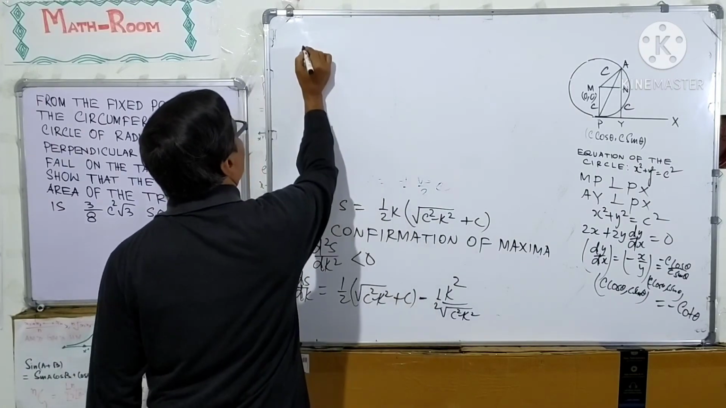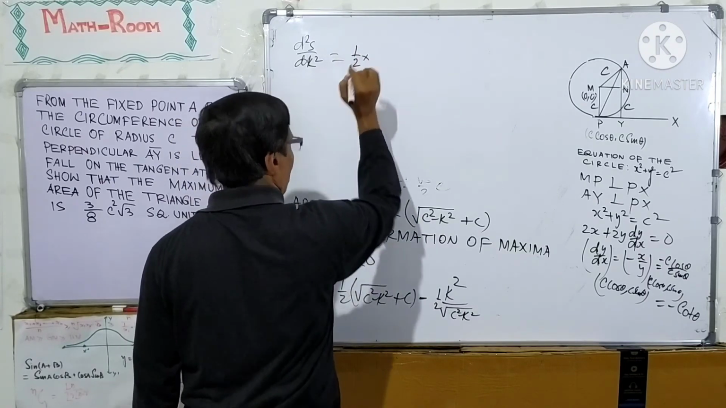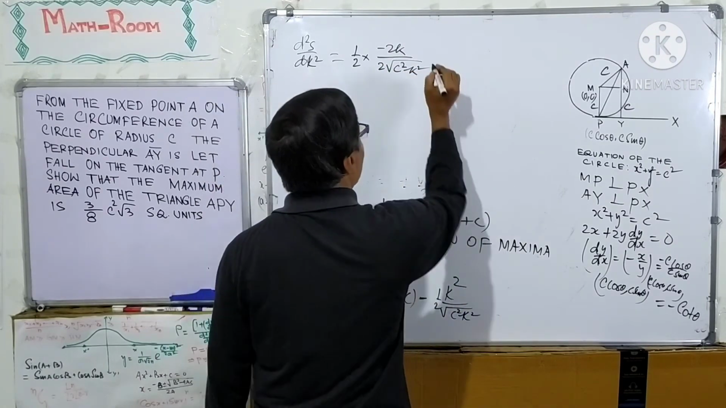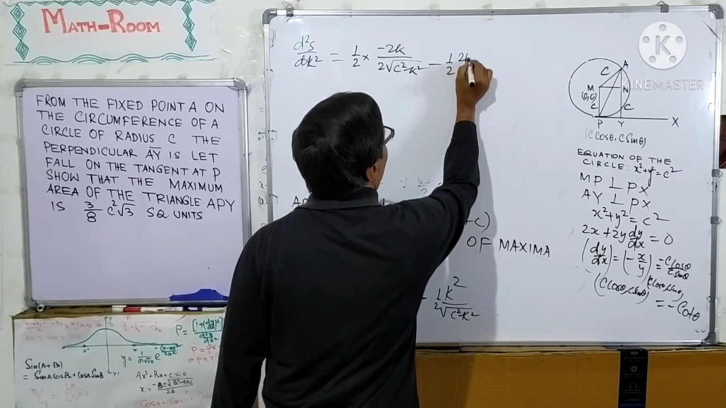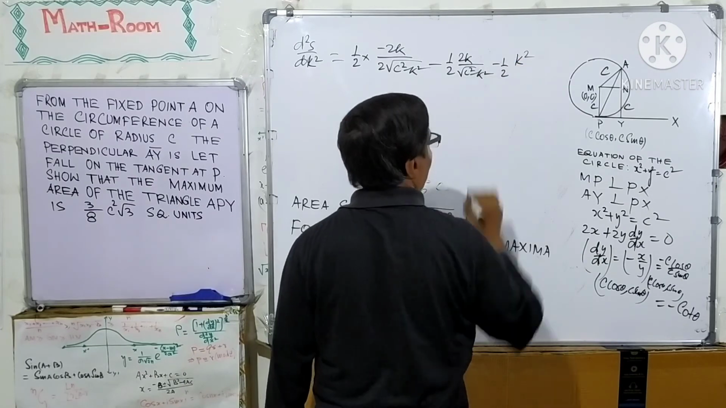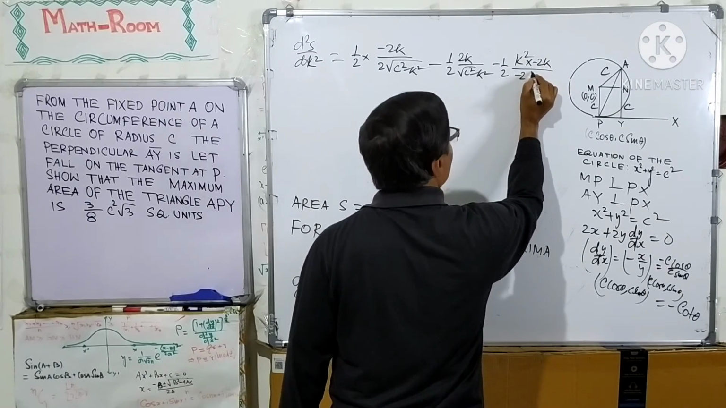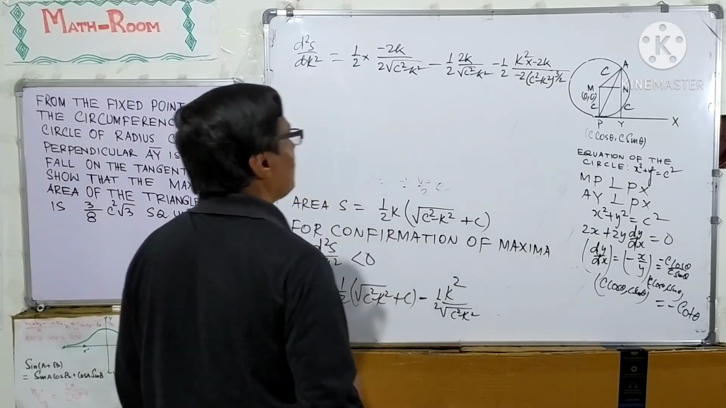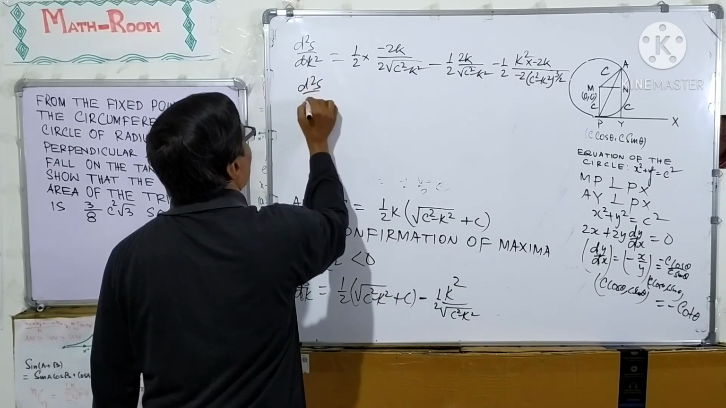Second order derivative d2S/dk2 equal to half into minus 2k into 2 into c square minus k square, minus half 2k over c square minus k square, minus half k square into minus 2k into minus 2, over c square minus k square to the power 3 over 2. This is entirely negative for d2S/dk2.